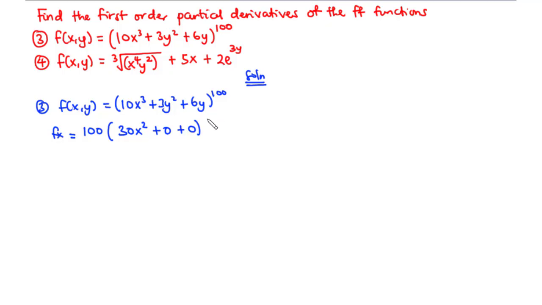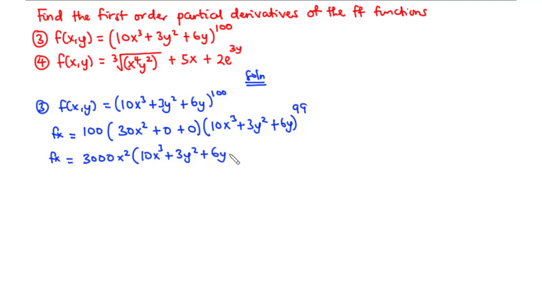And then we are going to repeat what we had. So that is 10x cubed plus 3y squared plus 6y, and then we are going to reduce the exponent by 1, so that is 99. Therefore we have fx equals 100 times 30, that is 3000, so 3000x squared times 10x cubed plus 3y squared plus 6y, all exponent 99. So that is for fx.